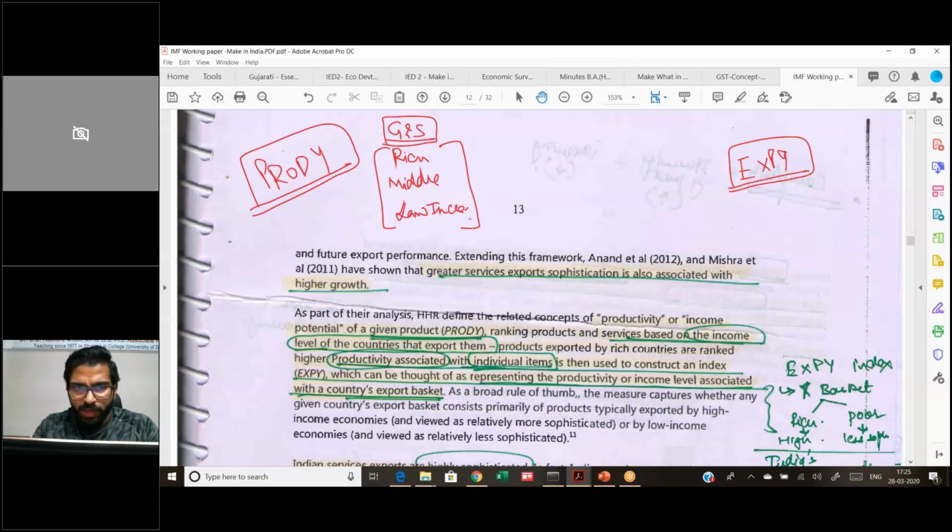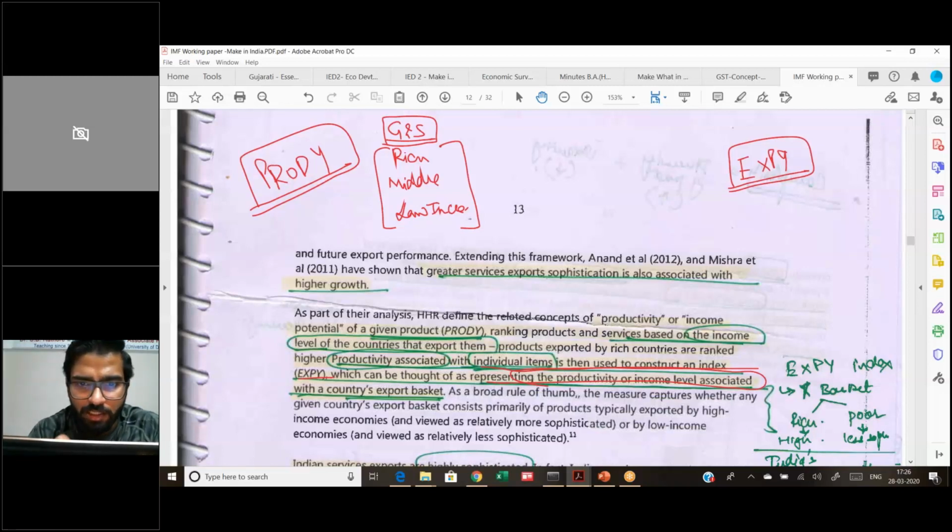So on one side we have this PRODY index, the productivity income index. On the other hand, we use the export baskets of each country. We go ahead and look at individual items in the export basket of each country, and we can think about the productivity associated with the export basket. So essentially what we are doing is ranking countries.